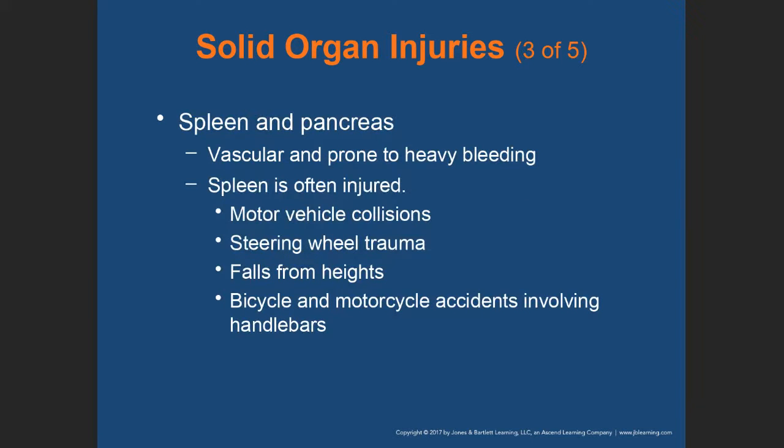Spleen and pancreas. Vascular and prone to heavy bleeding, specifically the spleen. Spleen is often injured within motor vehicle collisions, steering wheel trauma, falls from heights, bicycle, and motorcycle accidents involving handlebars.